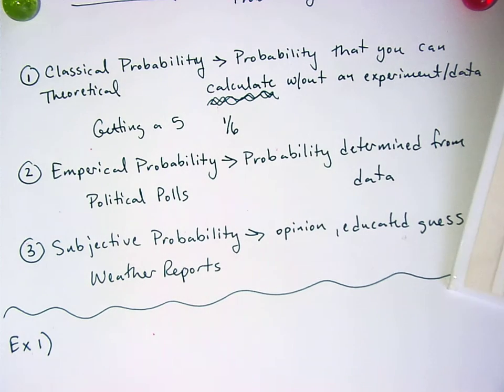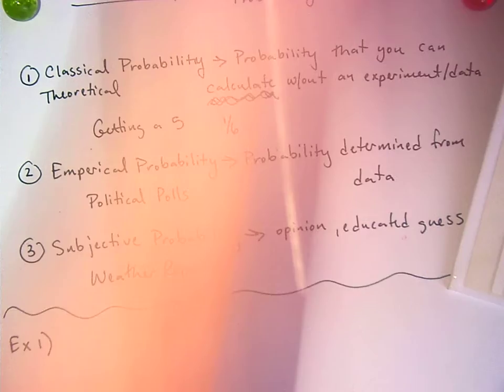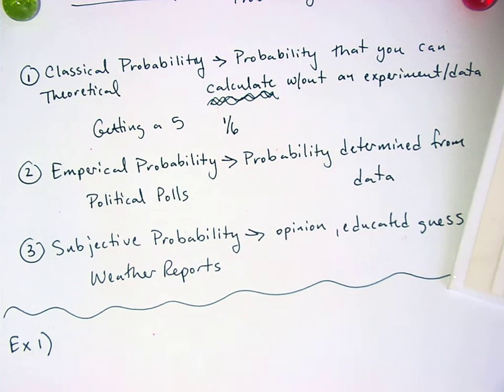Okay, all right, so first one. The probability that you will get an A on your next test you think is about 90%. Which one is that? On the next test, you think that the probability of you getting an A is about 90%. Subjective. Good, Chris. It is subjective. Why is it subjective? Because it's an educated guess.